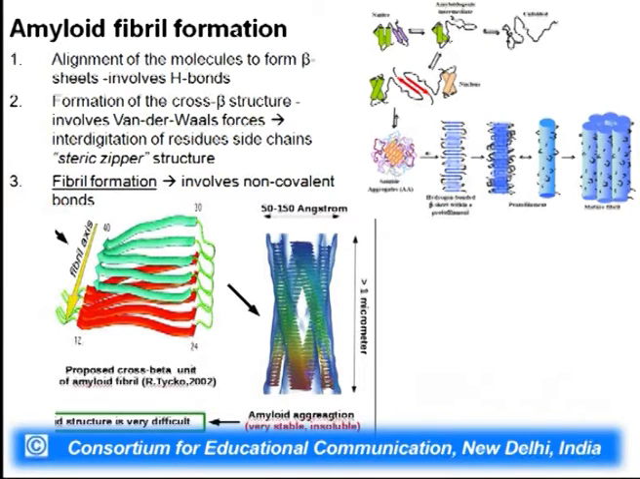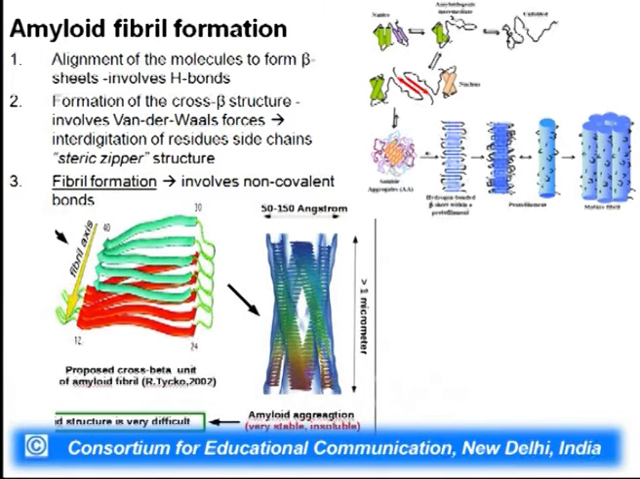In this mechanism, the three important steps are: first, the alignment of the molecule to form beta sheets, largely depending on hydrogen bond formation between two separate chains of polypeptide. So, you do not have just one chain, you have two chains that are going to interact here.